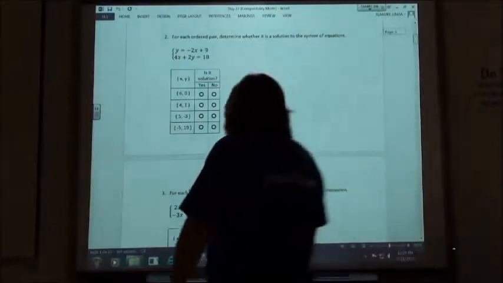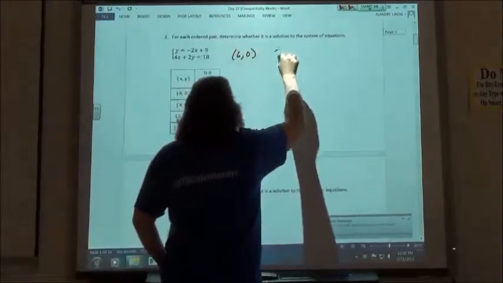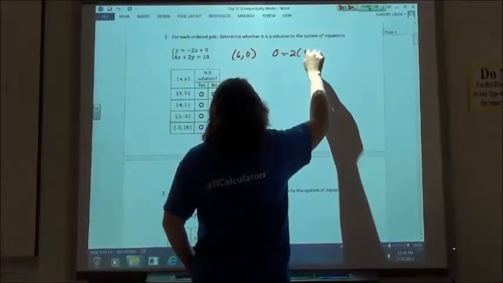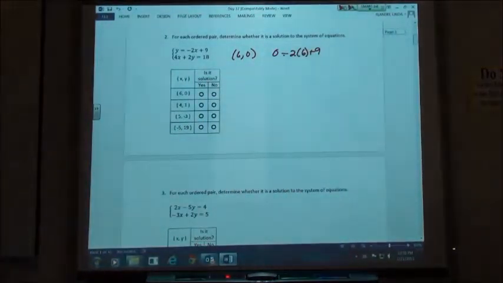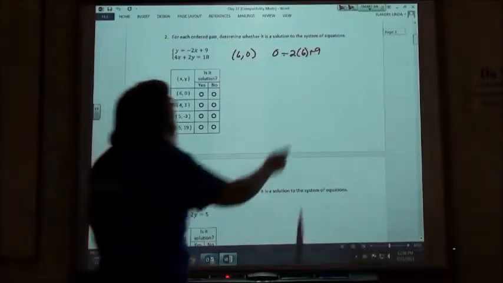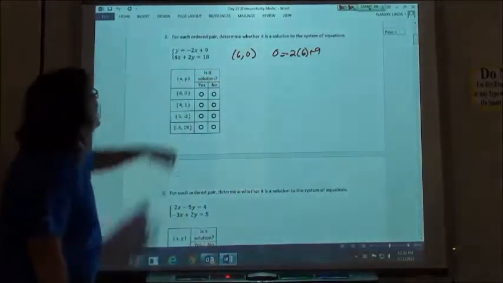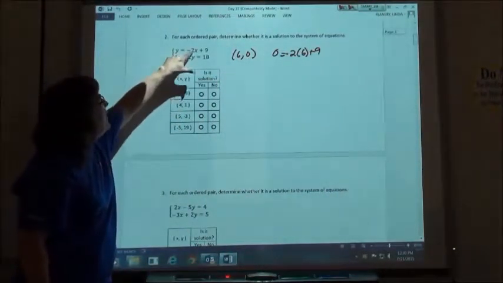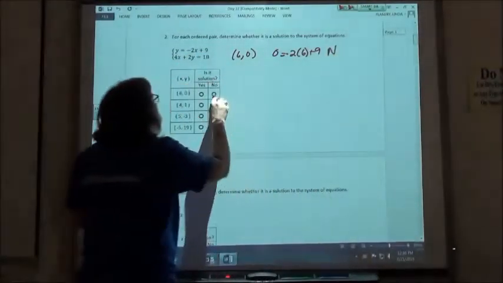So the second one we are going to check, putting in our 6, 0. 0 in for y, does that equal negative 2 times our x value of 6 plus 9? Does 0 equal negative 2 times 6 plus 9? No. That's a no. We can mark no.